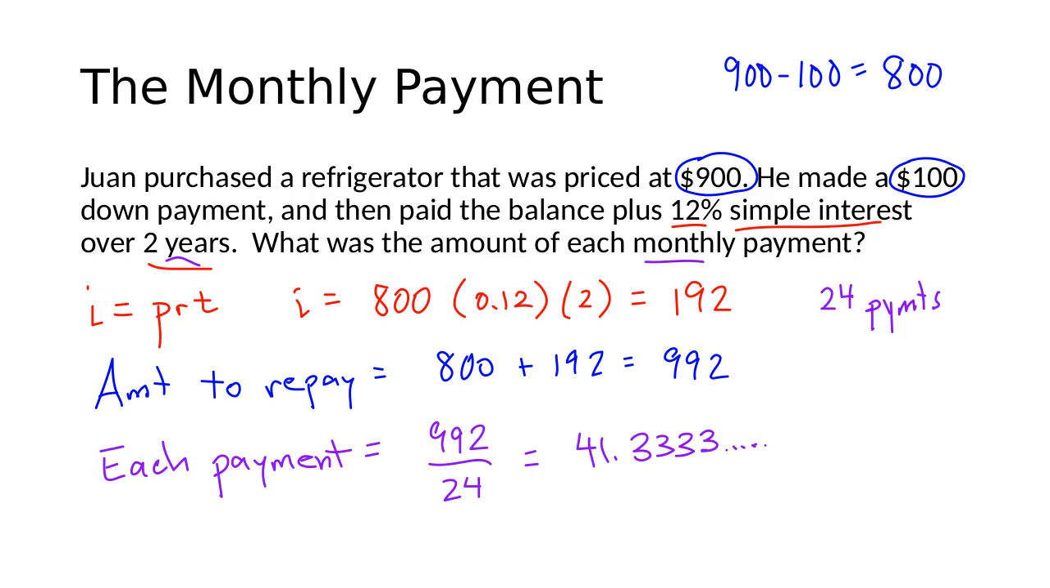Since this result, this monthly payment, deals with money, we're going to round it to the nearest cent, which means we're going to round to the nearest hundredth. So we need to find the hundredths place and then look one spot to the right of that. And since one spot to the right of there is 4 or lower, we're going to round down, and the amount of each monthly payment is going to be $41.33.